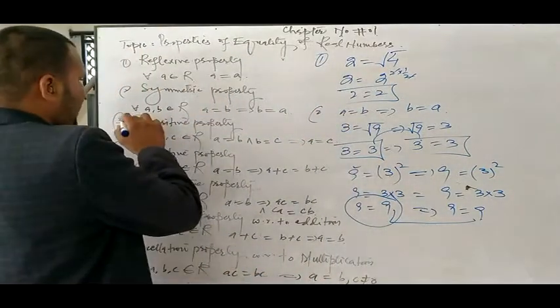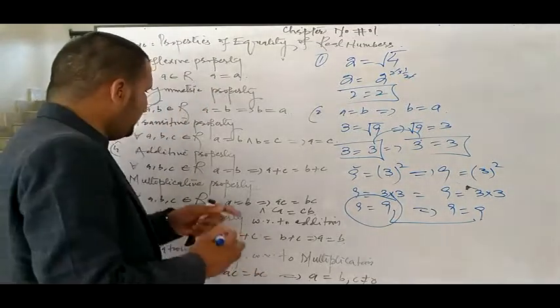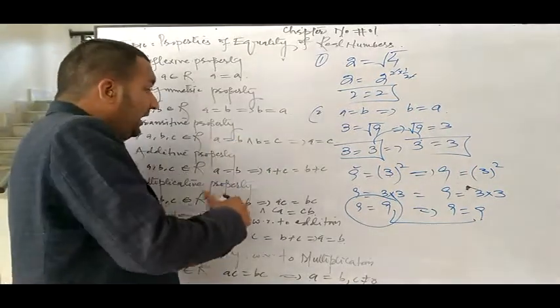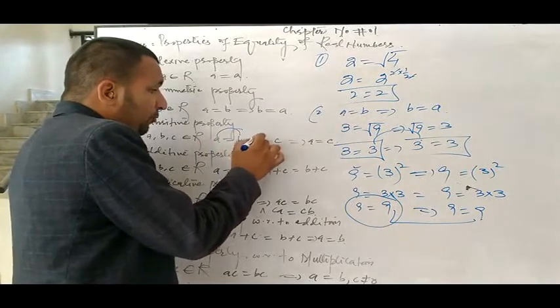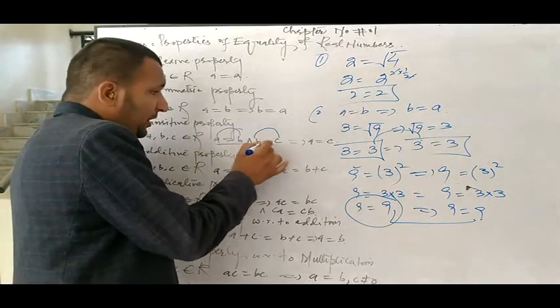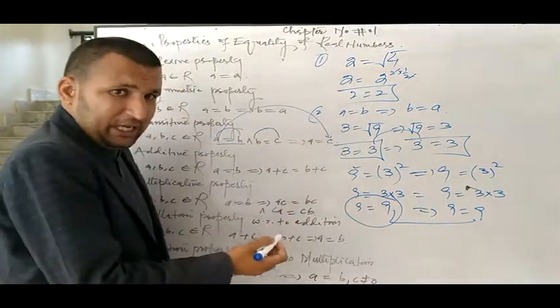Property number 3, the transitive property. Transitive property means it satisfies three values a, b, c. If a is equal to b and b is equal to c, then is a equal to c or not?